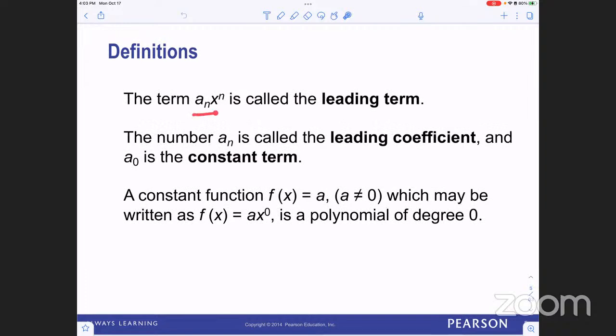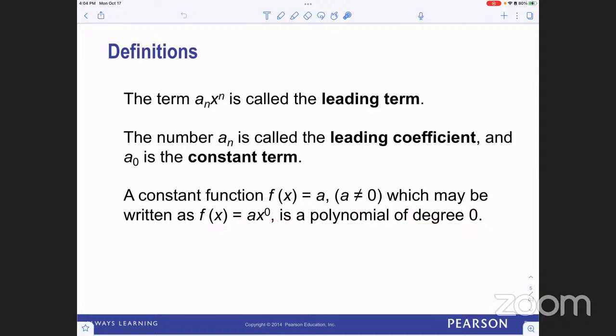The term a sub n x to the n is called our leading term. The number a sub n is called the leading coefficient. A naught, or a sub 0, is called the constant term. A constant function f of x equals a, where a is not equal to 0, may be written in the form f of x equals a times x to the power of 0. We say this is a polynomial of degree 0.